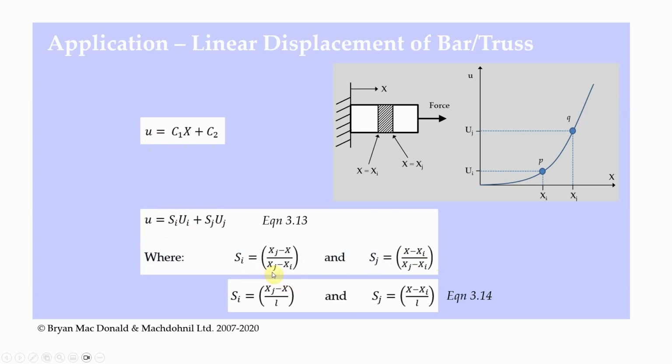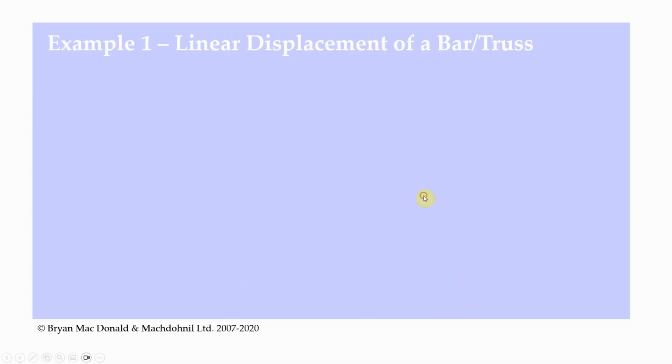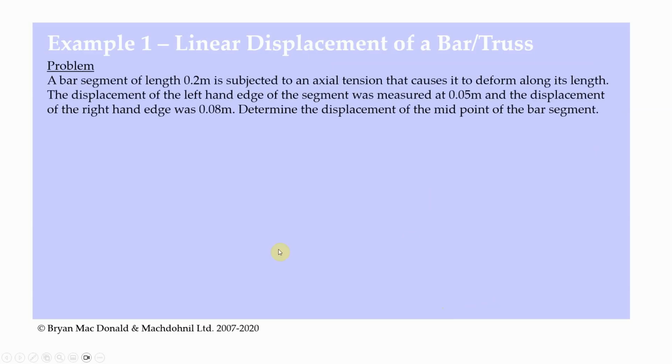One thing we can notice is that xj minus xi is the length of the bar segment that we're considering. So we could just put in L instead of xj minus xi. This is giving us equation 3.14 from the book. Now if we look at a specific example of that, linear displacement of a bar and truss. We're told we have a bar segment of length 0.2 meters subjected to an axial tension that causes it to deform along its length.